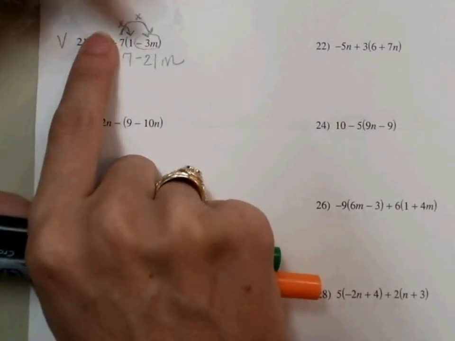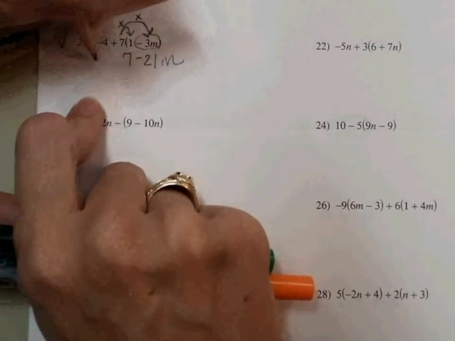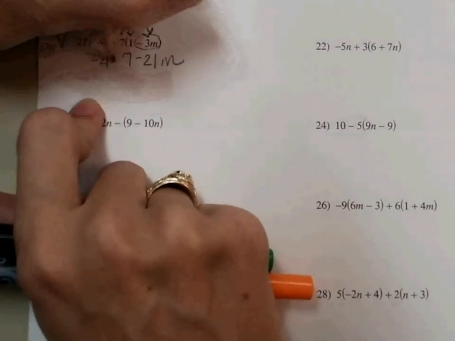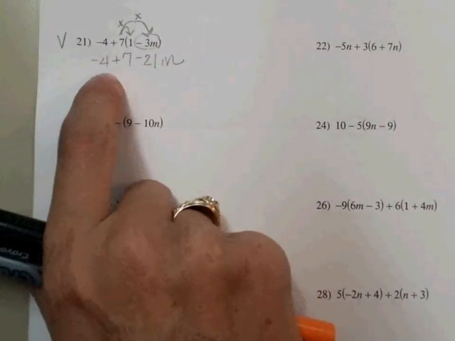Okay, so the distribution is done. I've done hippity-hoppity, distributive property. I'm going to bring down everything else in the equation that I haven't done yet, which is just that negative 4 and then my plus sign.